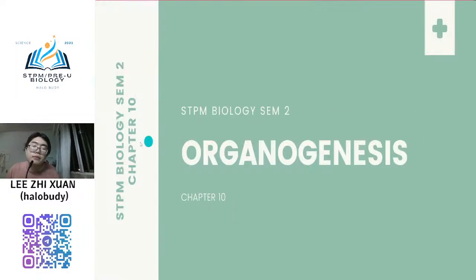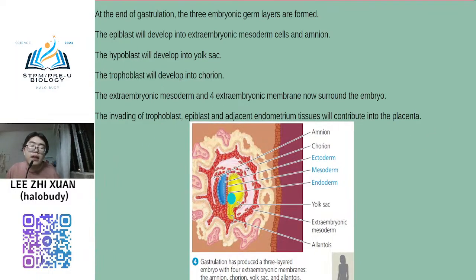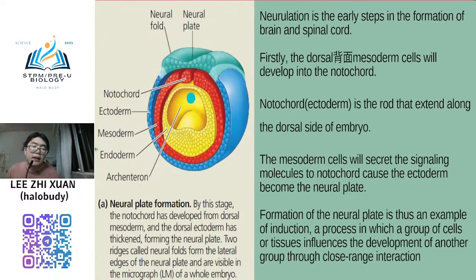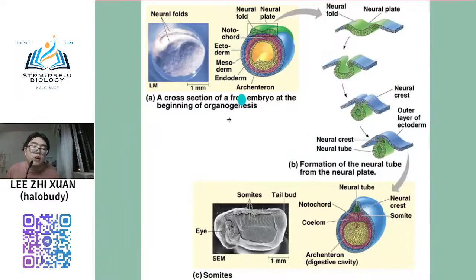Once gastrulation ends, it will have formed these three germ layers. Once these three germ layers are formed, gastrulation is finished. Next, it goes to organogenesis, the formation of the organs. But this is a very complicated process, so I just take it from Campbell.